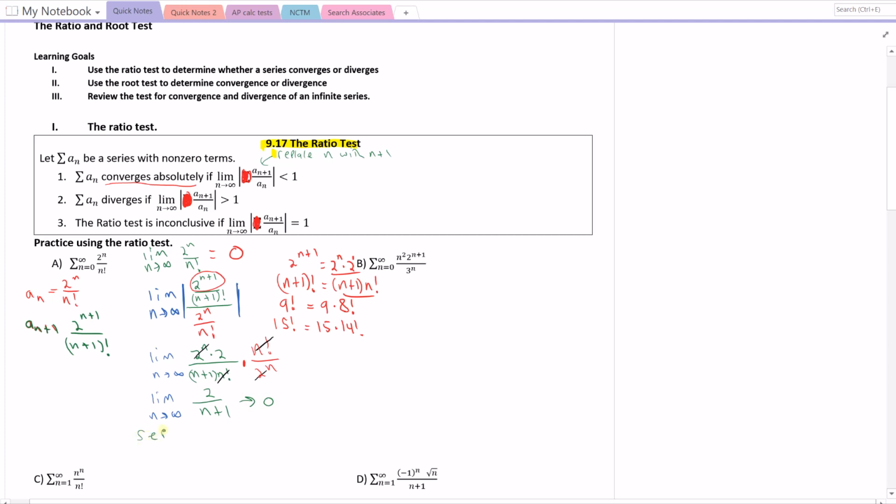And so the series converges, because 0 is less than 1. Okay, let's try another one.